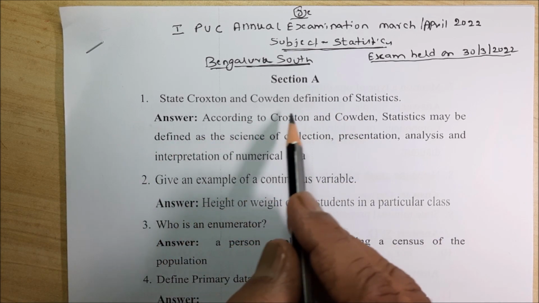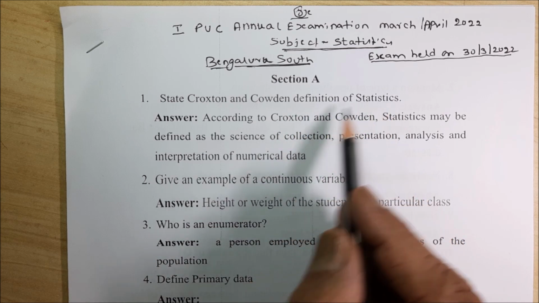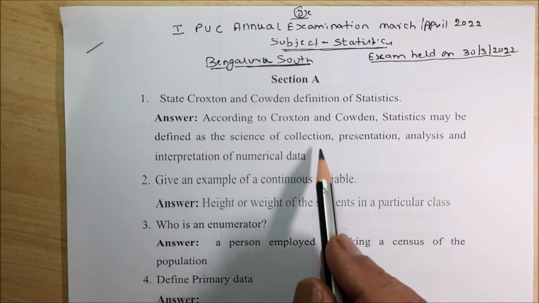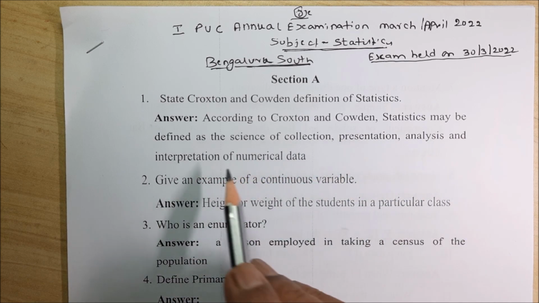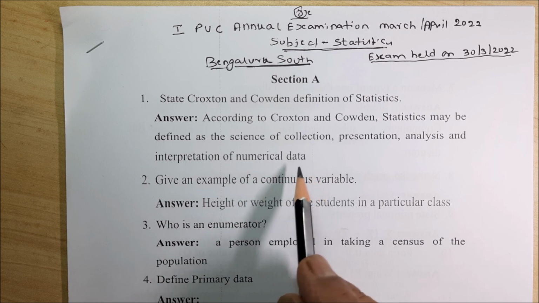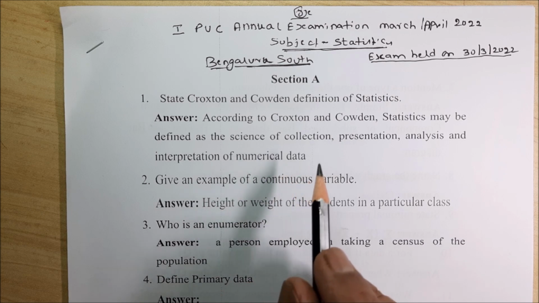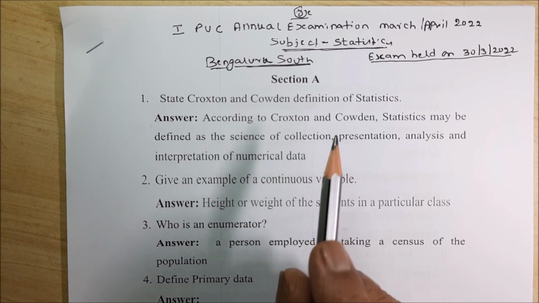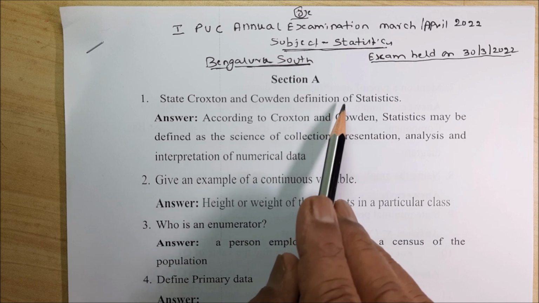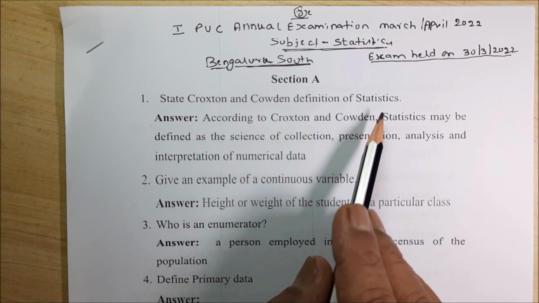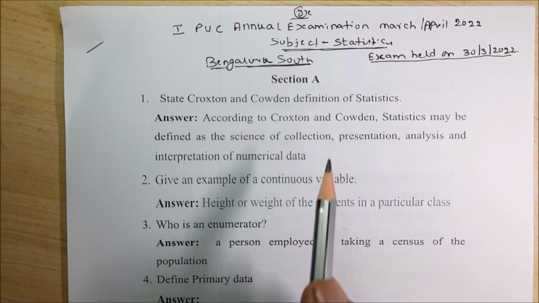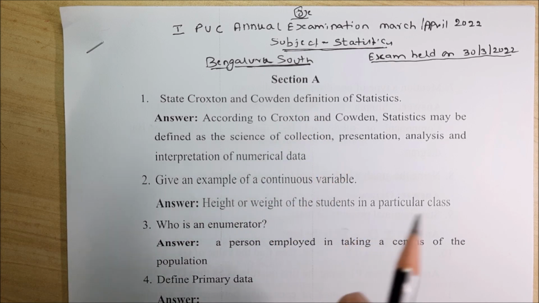State Croxton and Cowden's definition of statistics. According to Croxton and Cowden, statistics may be defined as the science of collection, presentation, analysis, and interpretation of numerical data. When they ask for a definition, you are supposed to write that definition only. If they ask for a particular definition, you have to write that definition only. They have asked for Croxton and Cowden, so you have to write that definition only. The simple word statistics means facts and figures, that's all.